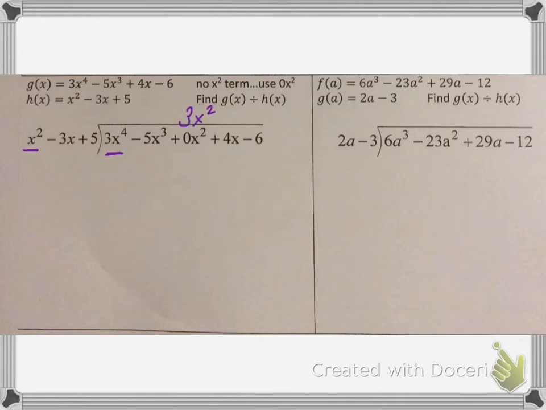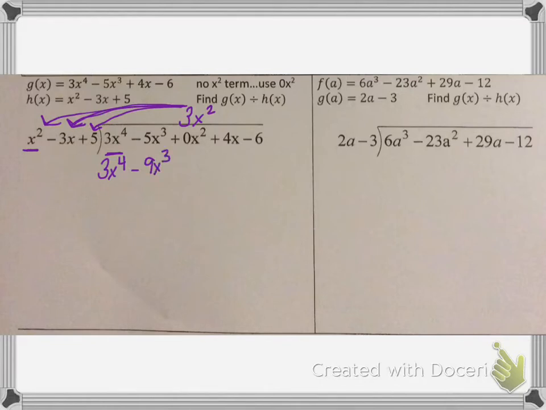So right off the bat, I need that x squared column. So good thing I put that placeholder. What do I do with the 3x squared now? I'm going to distribute it to the x squared, the negative 3x, and the 5. So 3x squared times x squared is 3x to the 4th. 3x squared times negative 3x is negative 9x to the 3rd.